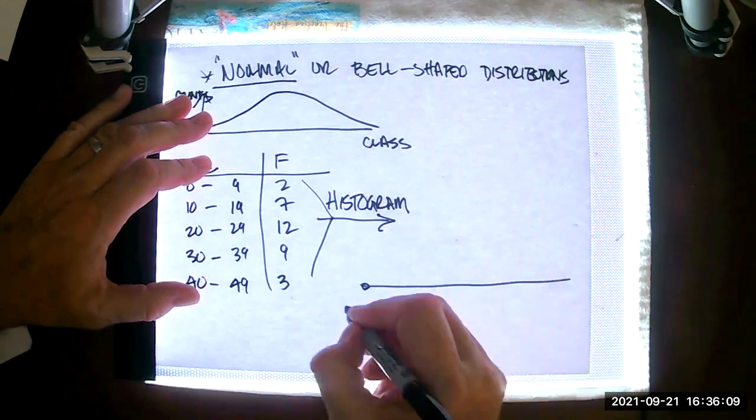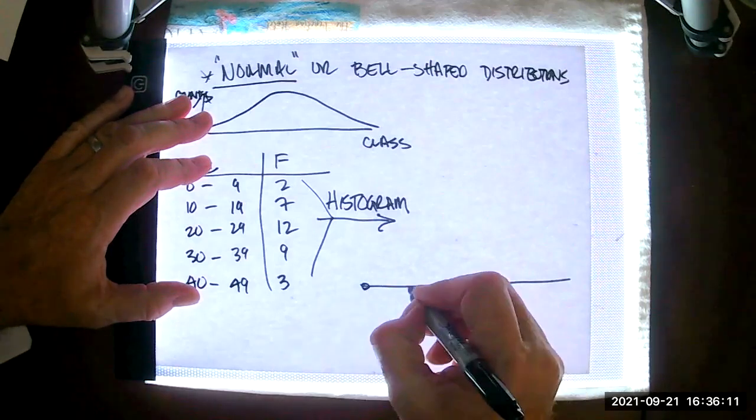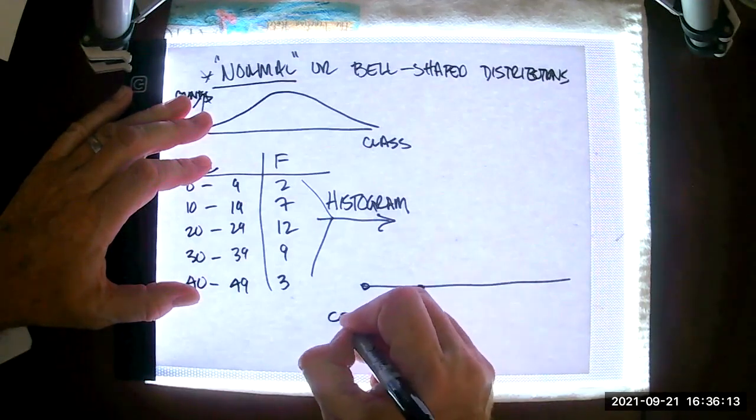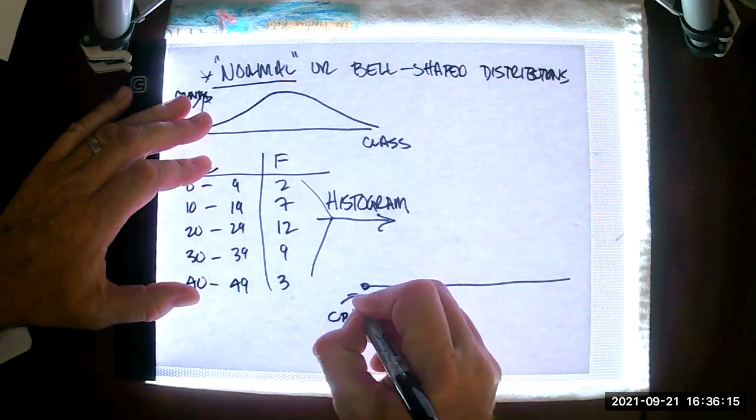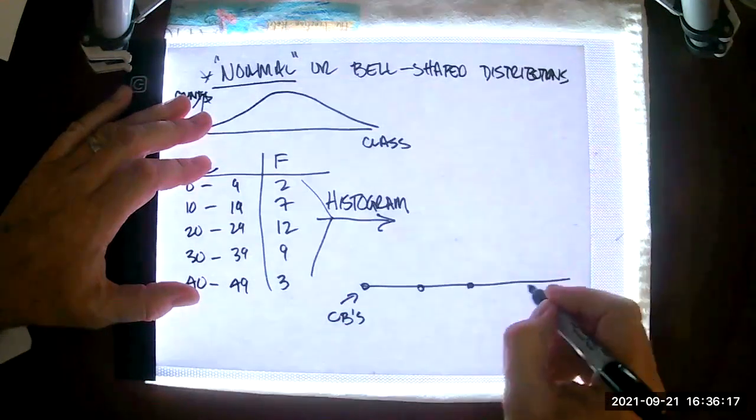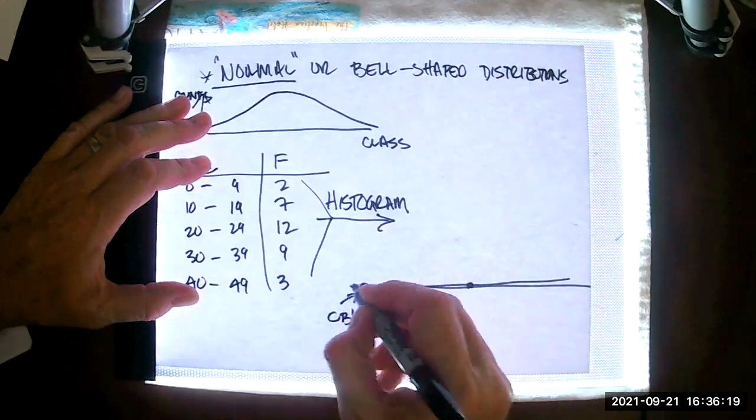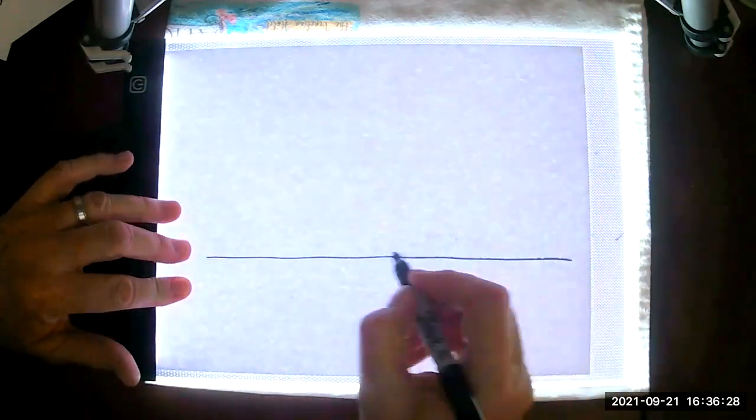down below I have my class boundaries. The class boundaries actually serve to separate the classes. So I don't have enough room there. Yeah, I'll do it backwards.